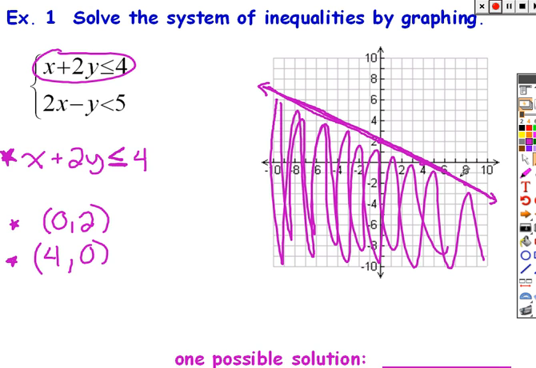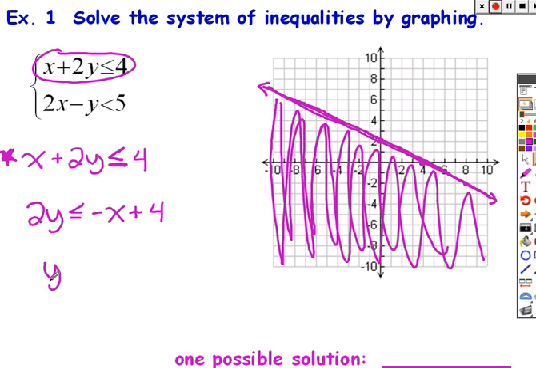Could I also take this equation and solve for y and rewrite it in slope-intercept form? Yes, I could. So maybe you're thinking, well, I'd rather do something like this. Subtract x, divide everything by 2. That's perfectly fine. That is this line. Your y-intercept's 0, 2. Your slope is -1/2. So now let's look at the second line.